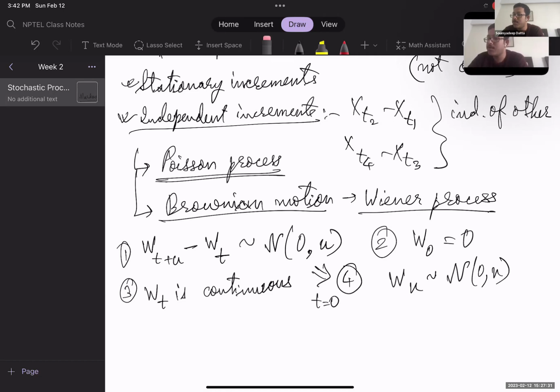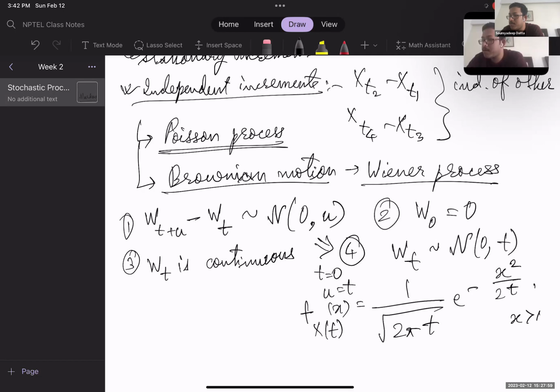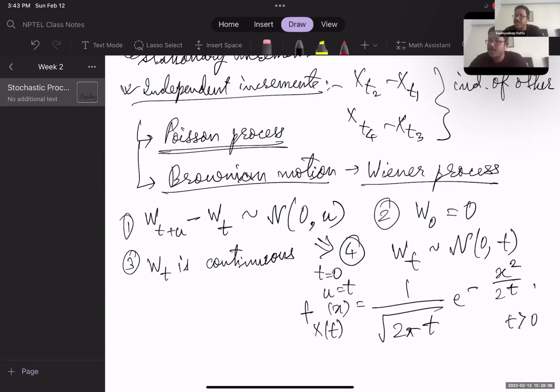So at any time u, or let's say if you set t equal to 0 and u equal to t, then W_t at any time t is a function of the time. And what kind of function? This is a PDF. We know how the Gaussian PDF looks like. So this will be f_X(x) for x greater than 0. Is this clear? One question, sorry. It will be t greater than 0, not x greater than 0.